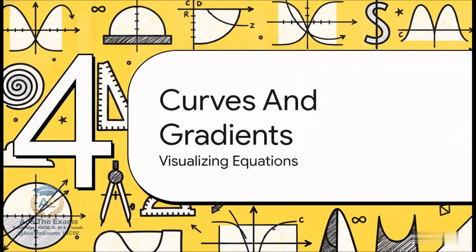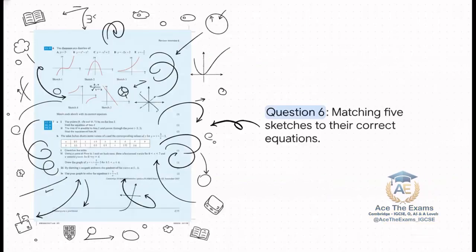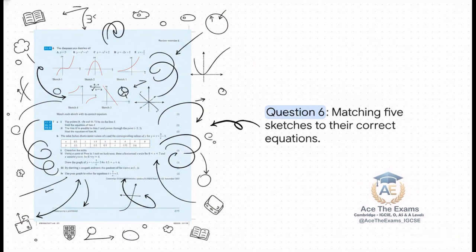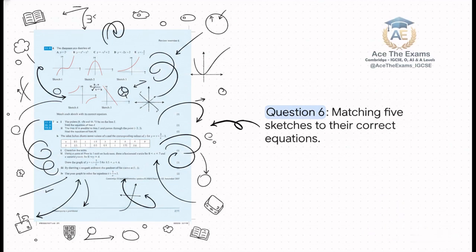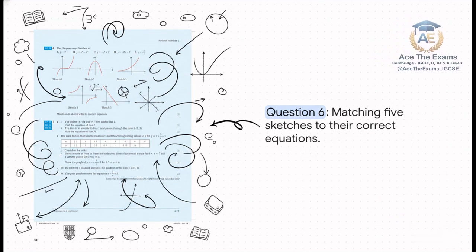Entering the final sector now. Section 4, Advanced Curves and Gradients, Visualizing Equations. Leaving those predictable straight lines in the rearview mirror, question 6 hits us with 5 different graph sketches laid out alongside 5 very different mathematical equations. They range across the spectrum from simple U-shaped quadratics to complex exponentials and sweeping cubics. This perfectly illustrates the visual density examiners use to separate the top-tier students from the rest.